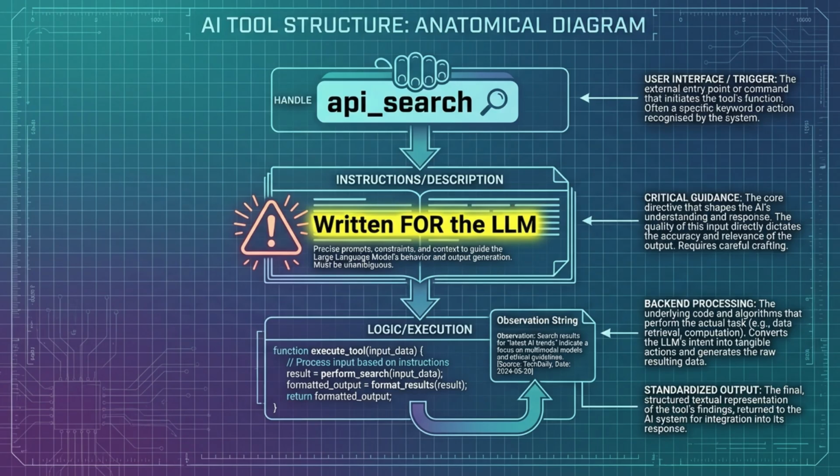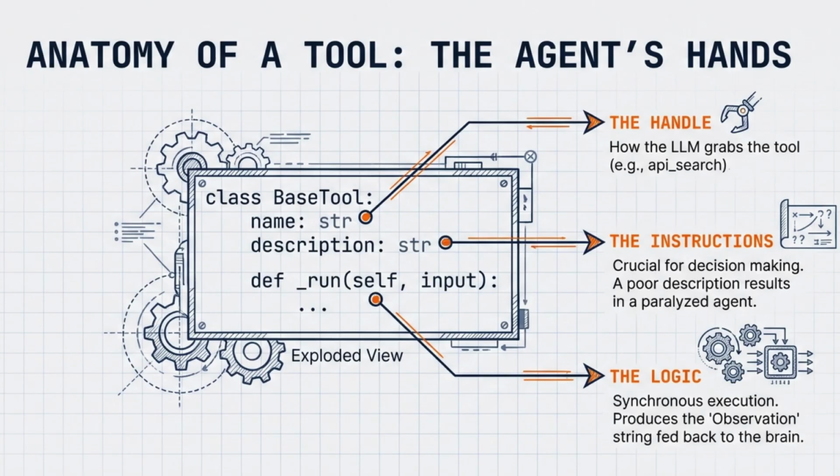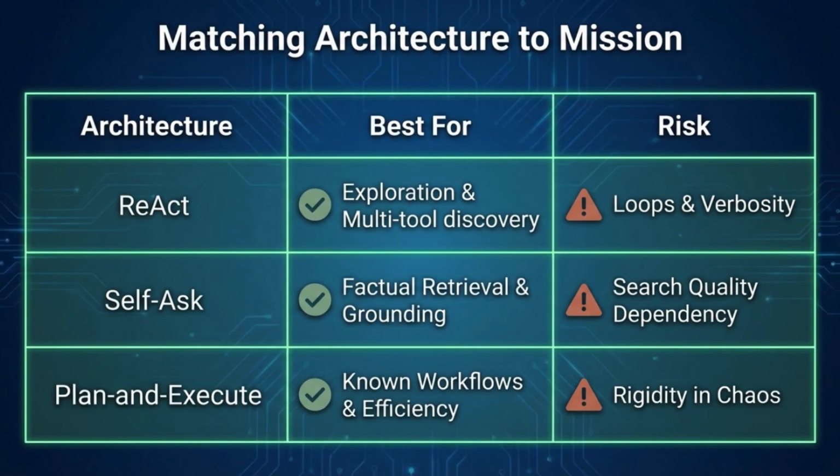The instructions. This is critical. The description is written for the LLM. A poor description, your agent freezes. The LLM won't know when to use the tool. Get this right, and magic happens. The logic, the actual execution, runs synchronously, produces an observation string, feeds it back to the brain. This is what separates demos from production systems.